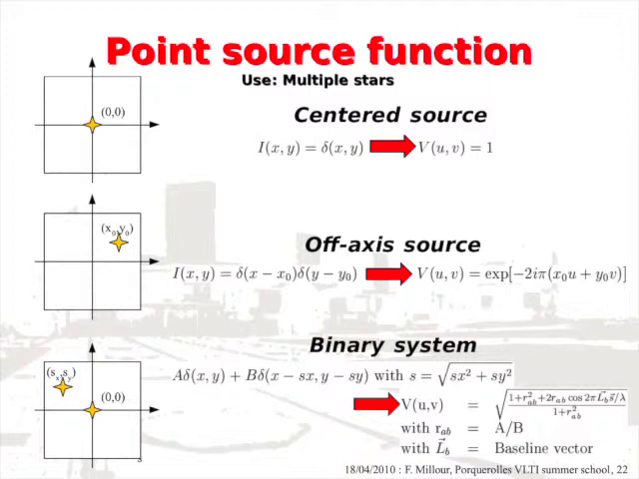Okay, so let's go to really what you can model on your object. The simple thing is a point source. The Fourier transform of this is 1. Not difficult. If you put it off axis, then you add a phasor which is related to the position on the plane of sky. Up to now, it's not very difficult.